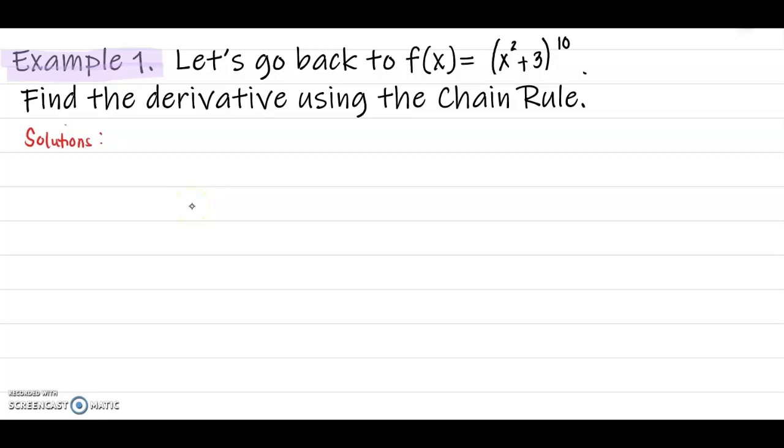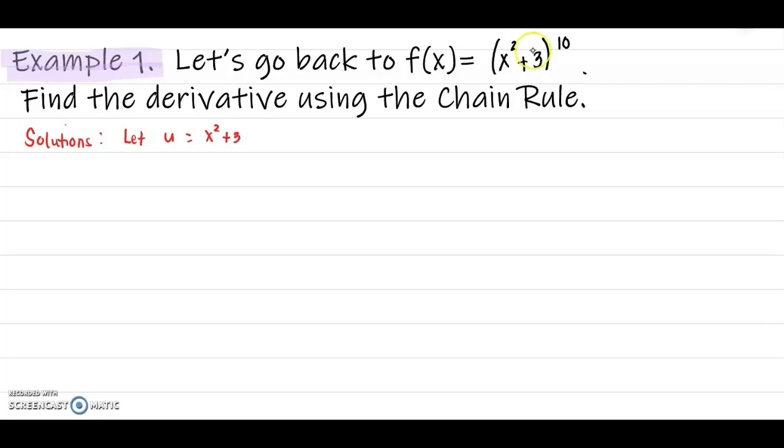Now let's have example 1. Let's go back to f(x) = (x^2 + 3)^10. Find the derivative using the chain rule. First step, let the inner function of your given function be equal to u. In this case, our inner function is the function inside the parentheses, x^2 + 3. So we let u be equal to x^2 + 3.